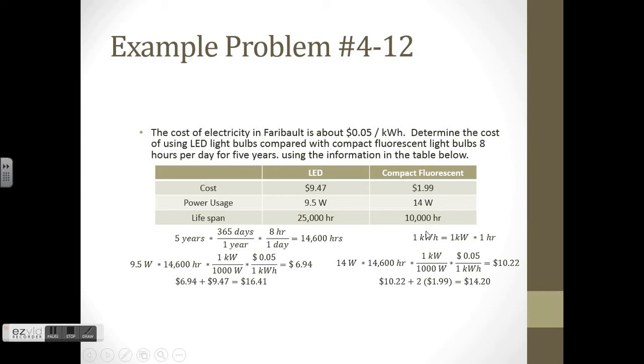2 of them. The reason why I have to buy 2 is that, well, one is going to last about 10,000 hours. The second one will need to last the other 4,600 hours. So that means that I spend about $14.20 on my compact fluorescent. So in this particular example, the compact fluorescent is slightly better. Now, there's probably a break-even point in here somewhere.